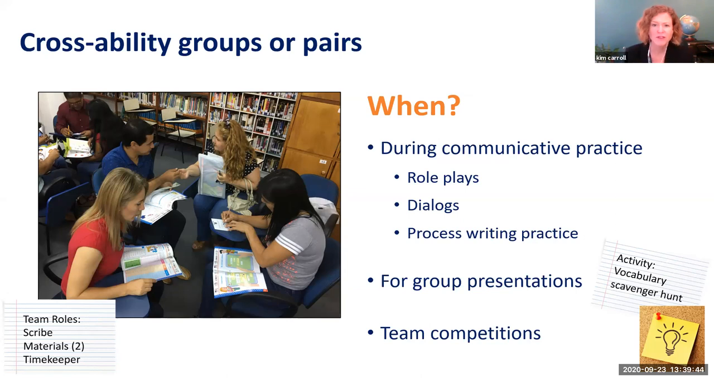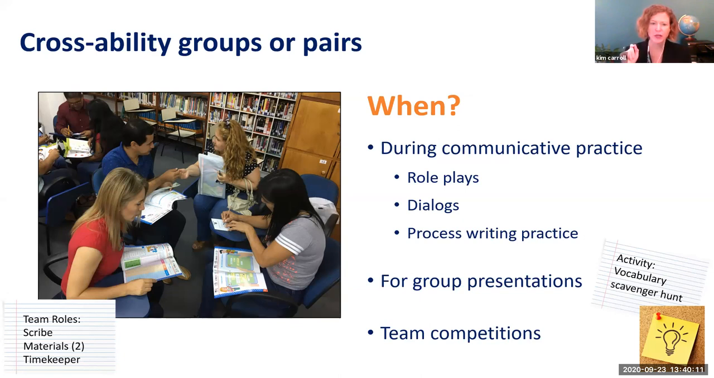And before we move off this slide, a couple of you pointed out that cross-ability groups can work really well when you assign roles to students. So I'll show you that in my picture here. I have a group of four people working together. They are doing a vocabulary scavenger hunt. And in this activity, they have to go through materials and look for certain words and items.